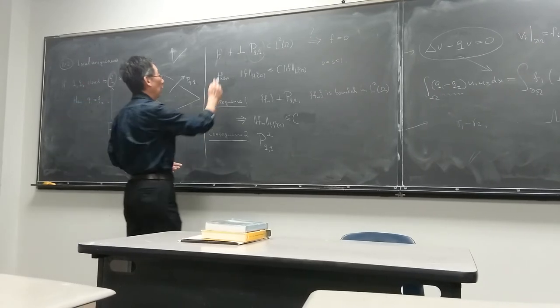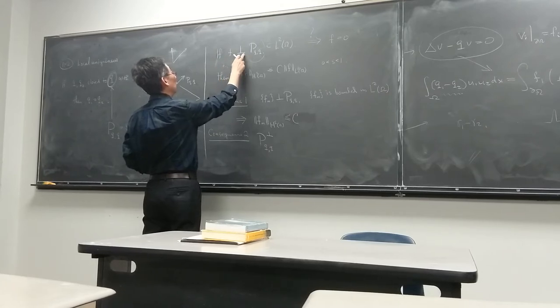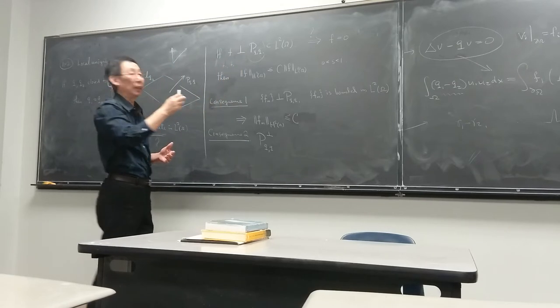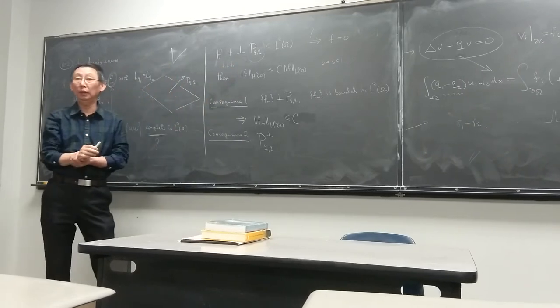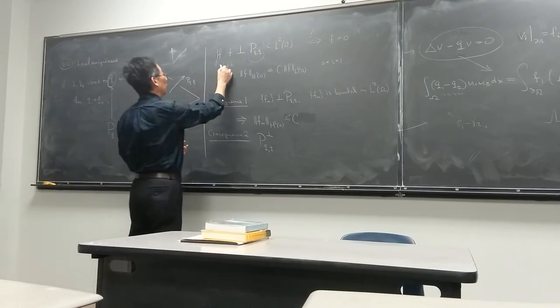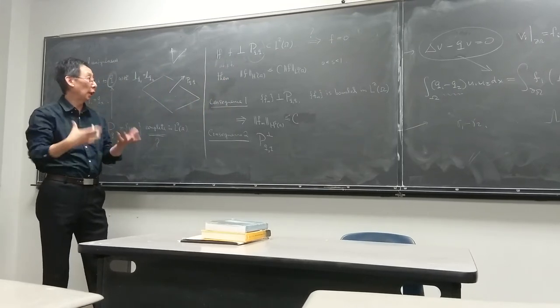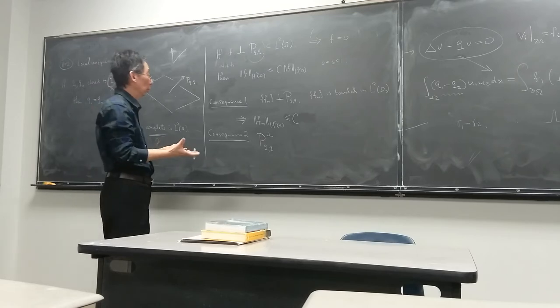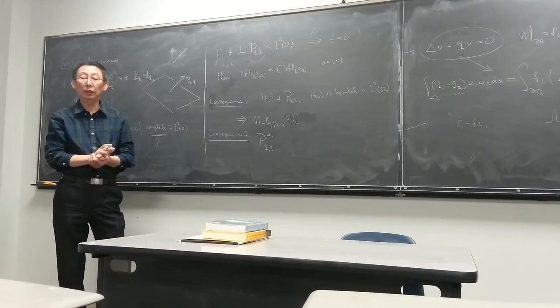Because suppose you have F1, F2, they're both perpendicular to that, okay? Then you add or subtract, you're still perpendicular, right? Or you multiply by any constant, they're still perpendicular. So therefore, any linear combination will still be inside the same set. Okay, so this has to be a subspace.